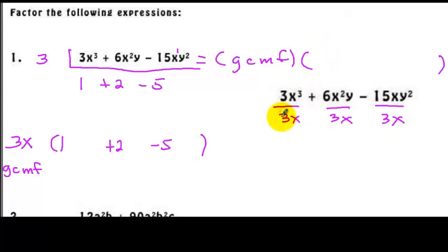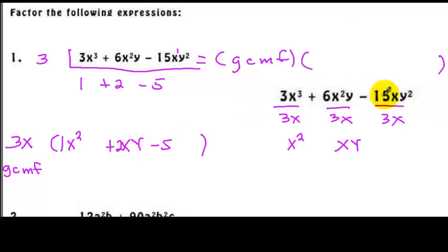Now 3 divided by 3 is 1, that's why we have 1 here. Now x cubed divided by x is x squared. Remember that when you're dividing, you have to subtract exponents. So you will have here x squared. 6 divided by 3 is 2, that's why we have 2 here. Now x squared divided by x is x. I have a y here, so just bring down y. So I have xy here.